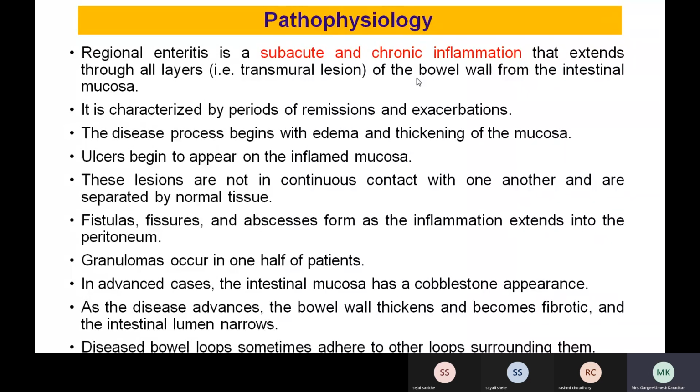What is the pathophysiology of Crohn's disease? Now, when you say enteritis, itis relates to inflammation. So regional enteritis is a subacute and chronic inflammation that extends through all layers, that is intramural lesion of the bowel wall from the intestinal mucosa. It is characterized by periods of remissions and exacerbations. What do you mean by remission and what is exacerbation? Different words, no?